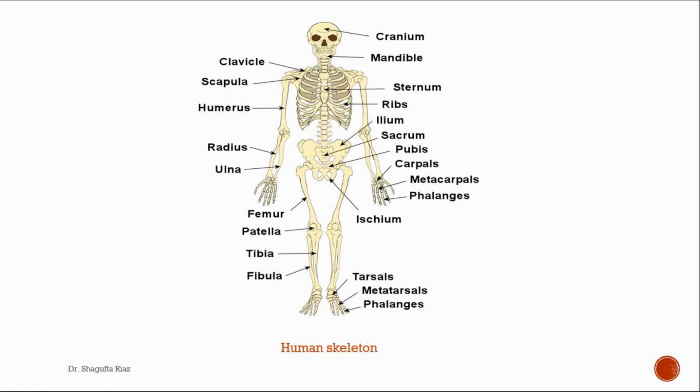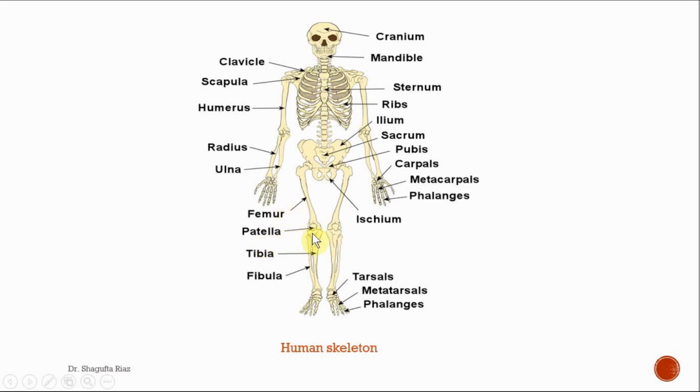Then the appendicular skeleton, as I have told you, the pectoral girdle, scapula and clavicle, which then joins to the humerus, then radius and ulna, and these are the carpals, the wrist bones, then metacarpals and phalanges. Similarly, the lower limb is joined to the pelvic girdle, or pelvis, made up of the fusion of three bones, that is ilium, pubis and the ischium, right? Then the longest bone, thigh bone of our body, that is known as femur.